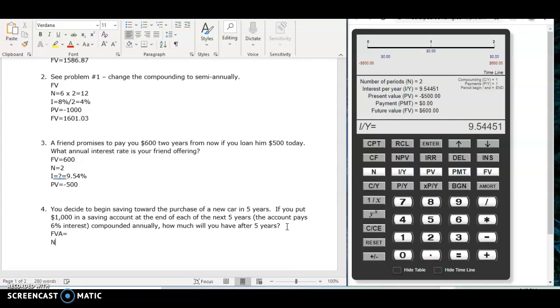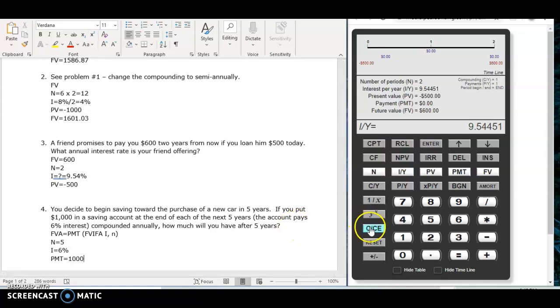So we have to look up N, which is going to be 5 years. Our interest rate is 6%. And our payment, because if we look at the formula for future value of an annuity, it's PMT times future value interest factor for an annuity for a certain rate and time. So our payment amount is $1,000.